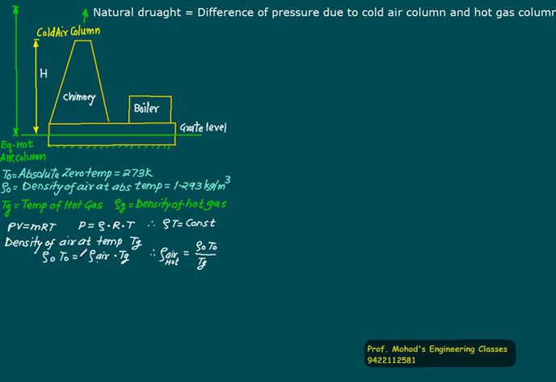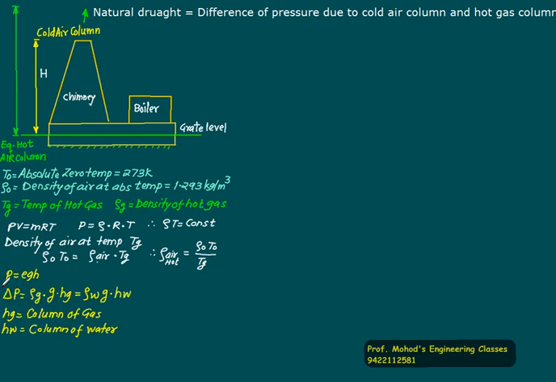Therefore, rho 0 T0 equals the density of air at temperature Tg multiplied by Tg. So the density of hot air will be equal to rho 0 multiplied by T0 divided by Tg.